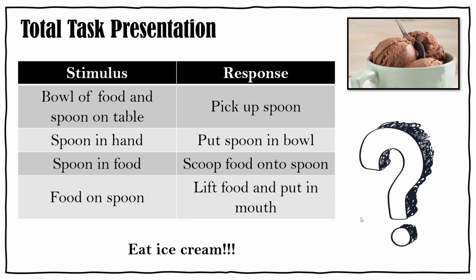Okay, so total task presentation. How you would do this one is you would tell the person to pick up the spoon. If they did it, great. If not, you would prompt. You would tell the person to put the spoon in the bowl. If they did it, great, you move on to the next step. If not, you would prompt. You would tell the person to scoop the food onto the spoon. If they did it, great. If not, you would prompt. And then lift the food and put it in your mouth. If they did it, great. If not, you would prompt.